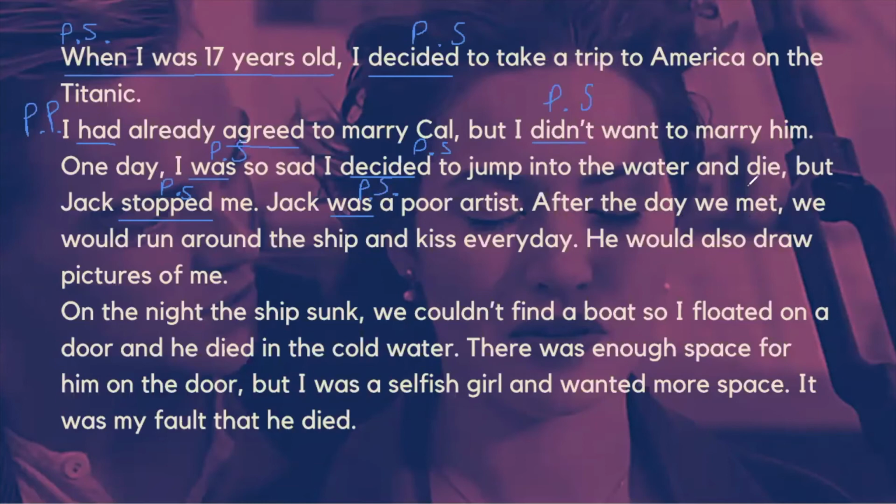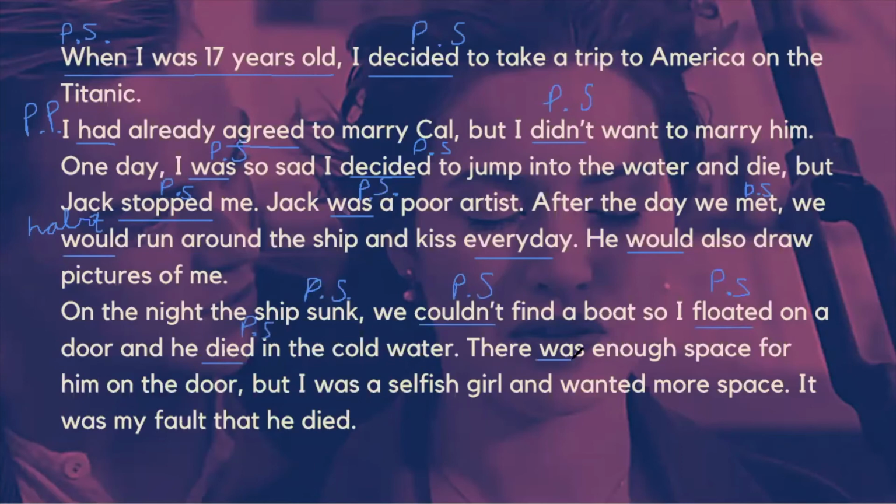After the day we met, so past simple, we would run. Now this is used for a habit, something they would do. And it says every day. We would run around the ship and kiss every day. He would, again, a habit, what they would do a lot. He would also draw pictures of me. Here's a specific night. On the night the ship sunk, so past simple, we couldn't find a boat. So again, I couldn't find a boat. So I floated, past simple, on a door and he died, past simple, in the cold water.